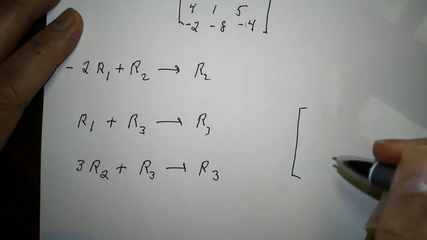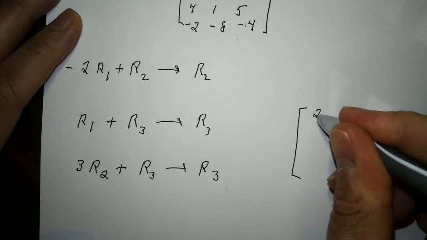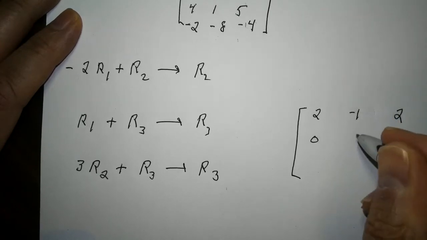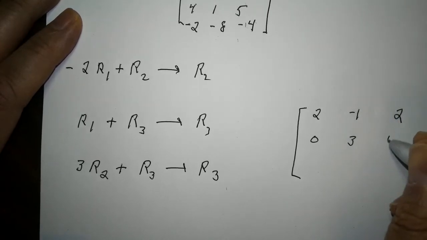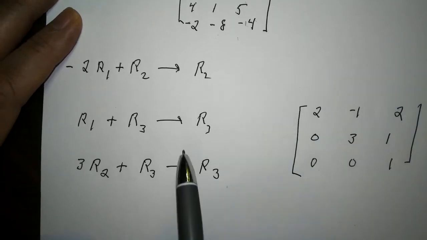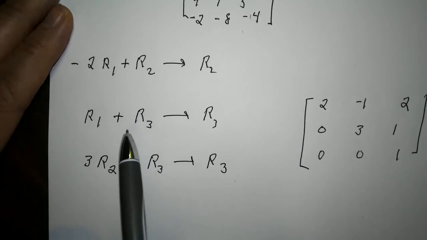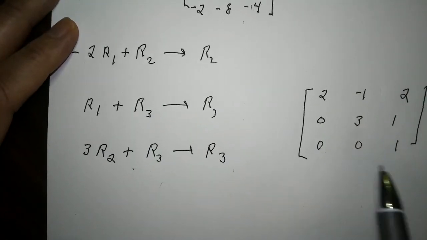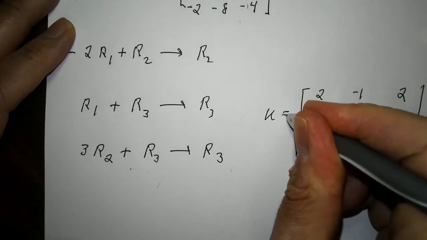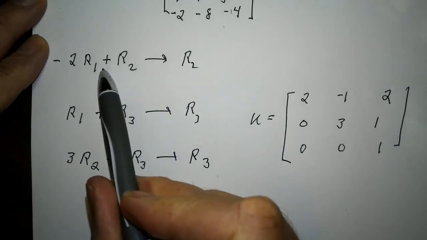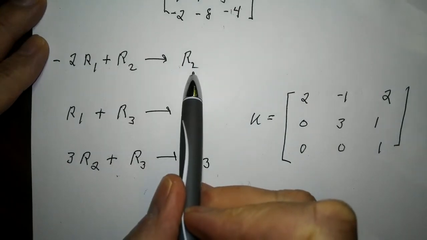This is the upper triangular matrix you get. It's going to be 2, negative 1, 2, 0, 3, 1, 0, 0, 1. So you may want to check that these 3 elementary row operations in this order give us this upper triangular matrix U. Now what we have to do is write down the inverse operations of each of these.